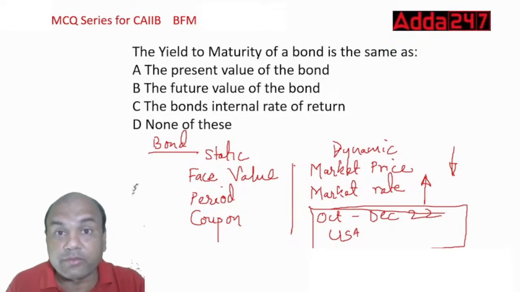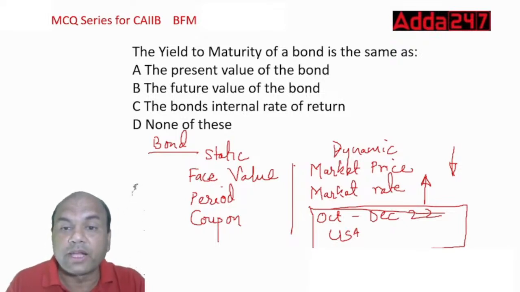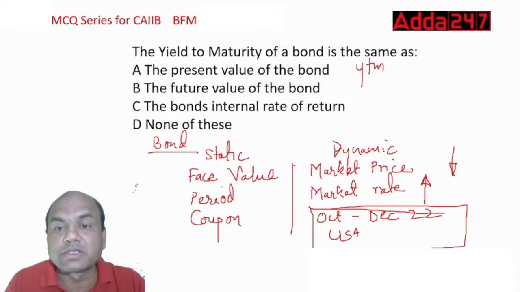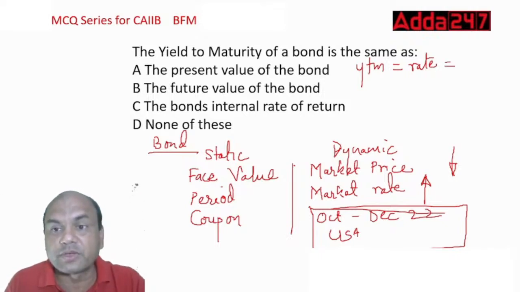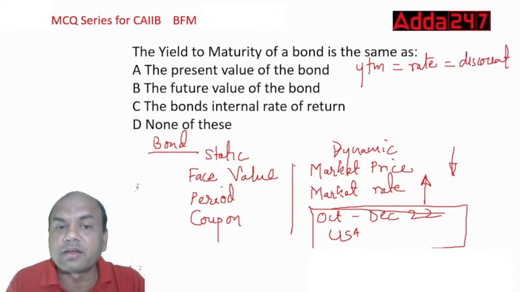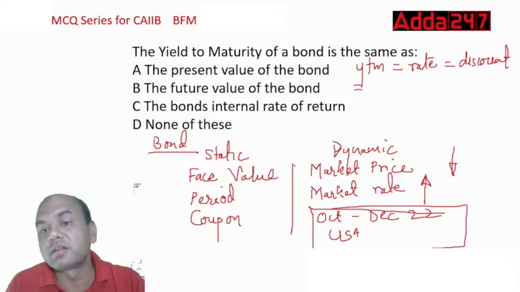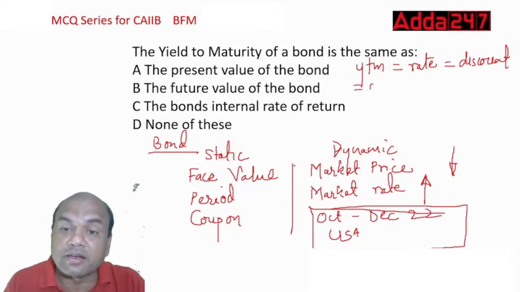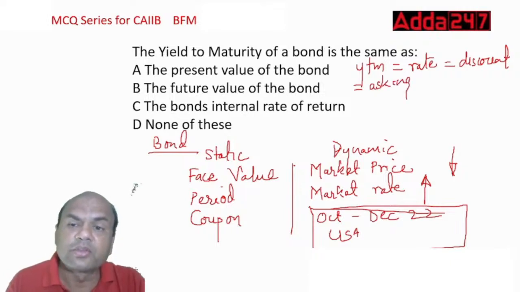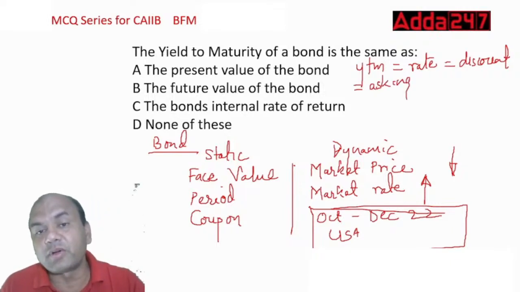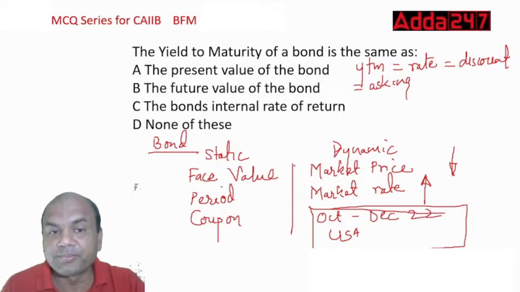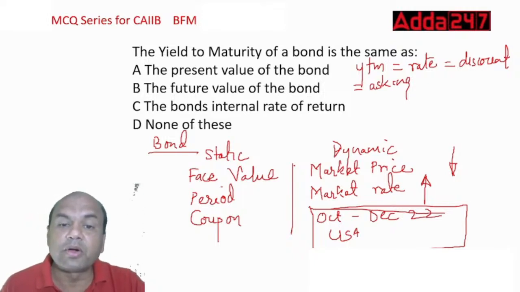There are 4 to 5 names for this YTM. YTM is called yield to maturity, or the market rate, R. All of these are called R. Next one you call it discount rate. Any name can be given. Then asking rate. So the YTM of any bond is same as: present value of the bond, future value of the bond, the bond's internal rate of return, or none of these.